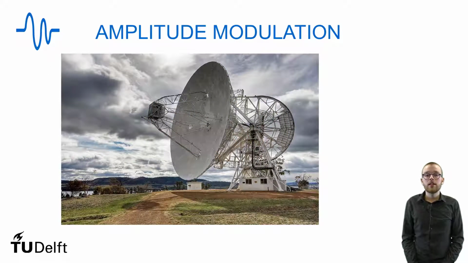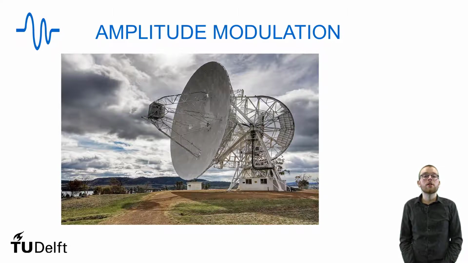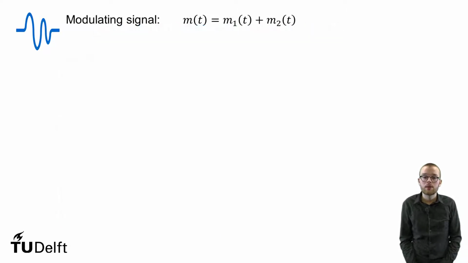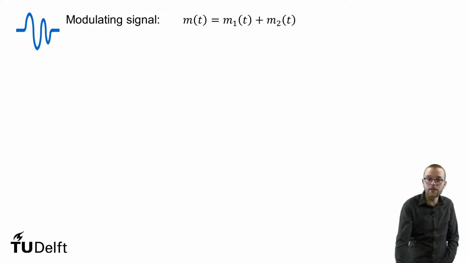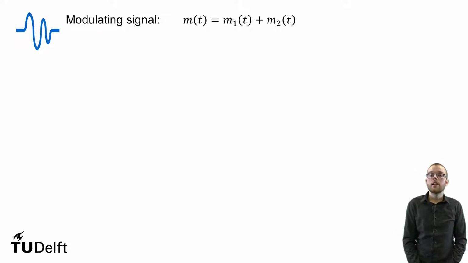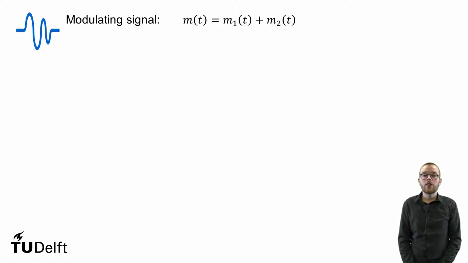Amplitude modulation is a real-life example of coupled oscillation being used to transfer information. In this worked example, we will not look at complicated information transfer, but we will transfer a simple song consisting of just 2 notes. The signal we want to transfer is called the modulating signal in amplitude modulation. In our case, it is given by M1 plus M2, which are the 2 notes I mentioned previously.